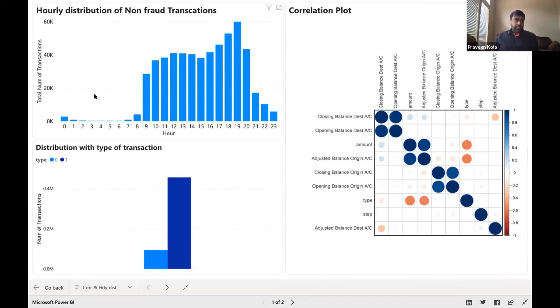What you're seeing here is the number of transactions that happen in the 24-hour period. And these are the various online transactions, money transfers, and at what hour they are peaking. And this graph is showing what type of transactions, the cash outs in the light blue, and the dark blue is the money transfers. This is the correlation plot.